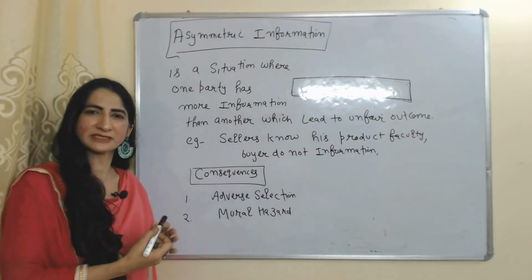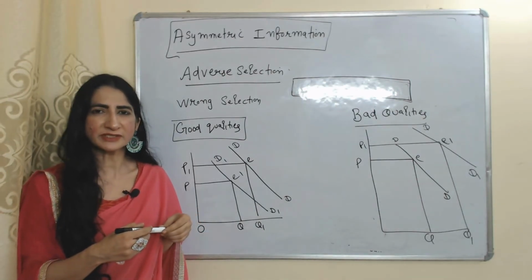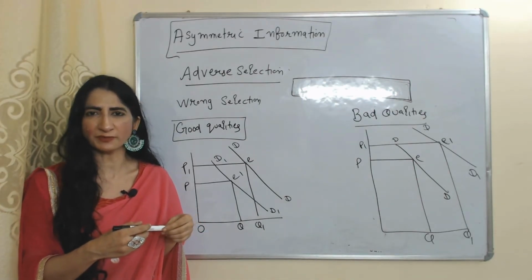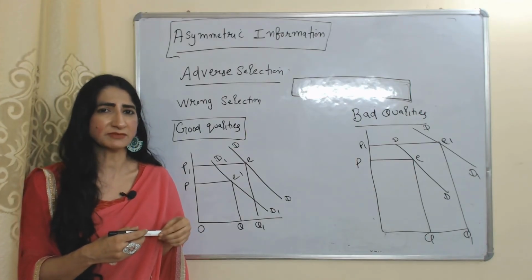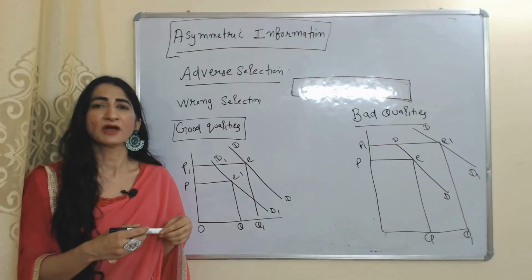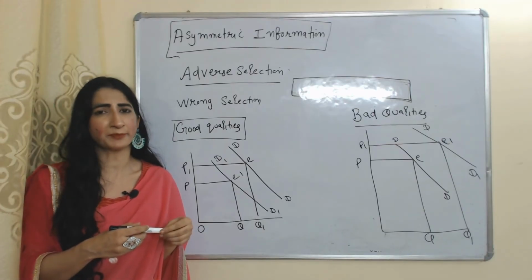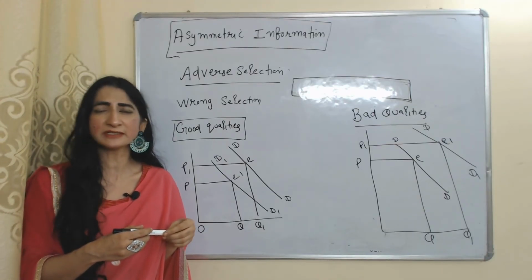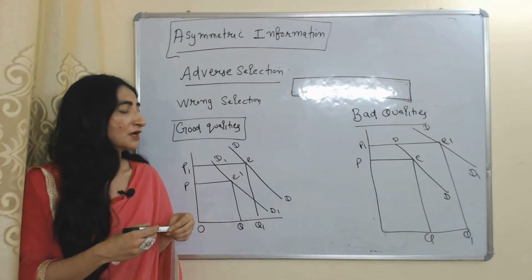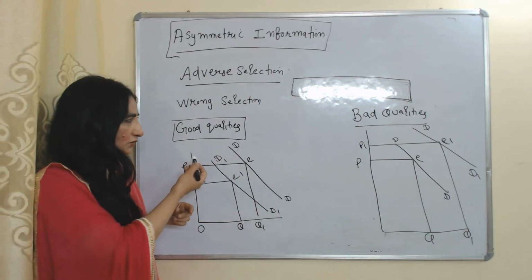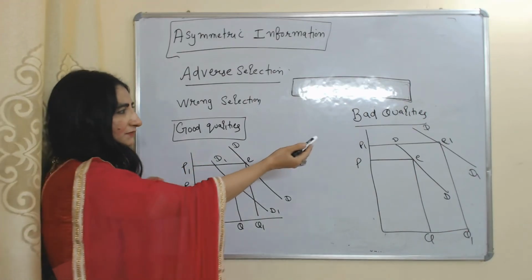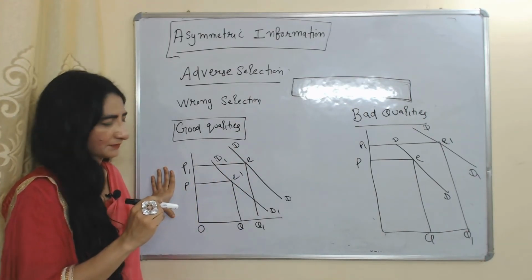One by one we discuss each. First consequence of asymmetric information is adverse selection. Adverse selection means wrong selection. Obviously, when you don't have proper information, you will select a wrong product. We will take the example of second-hand cars: good quality second-hand cars and bad quality second-hand cars.